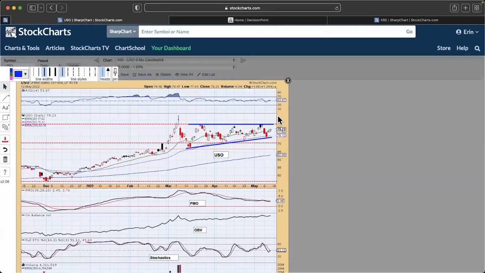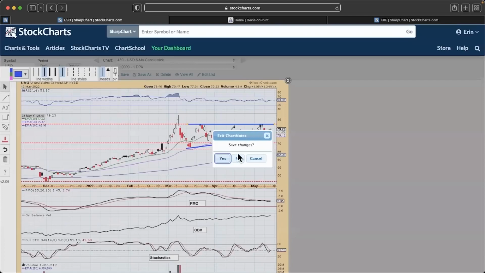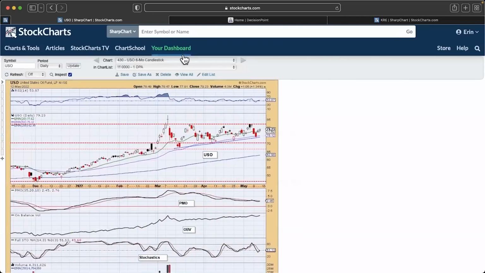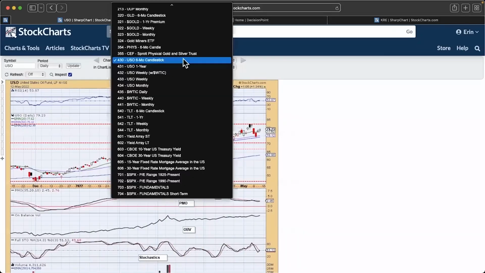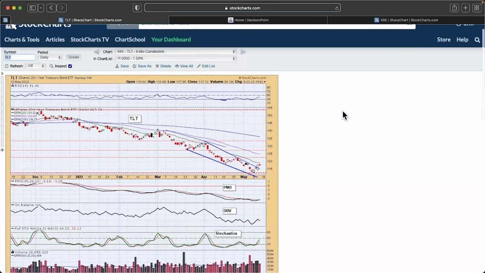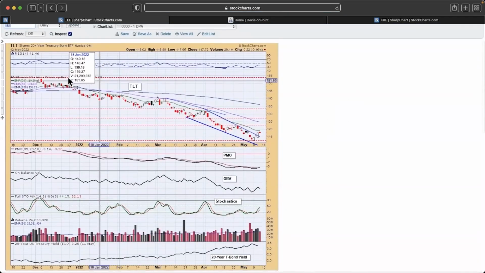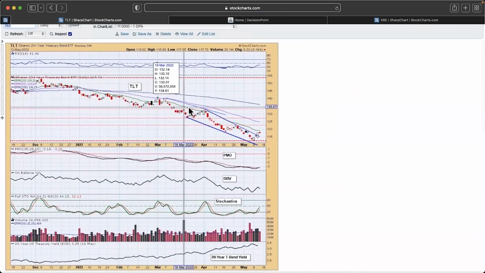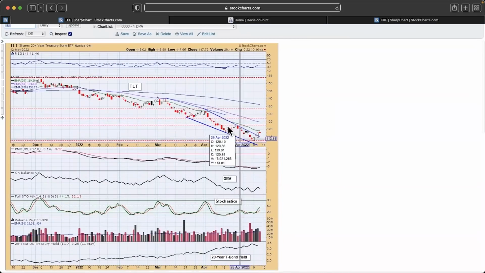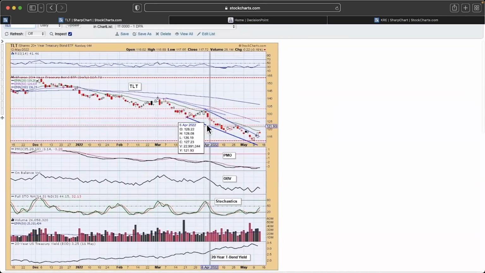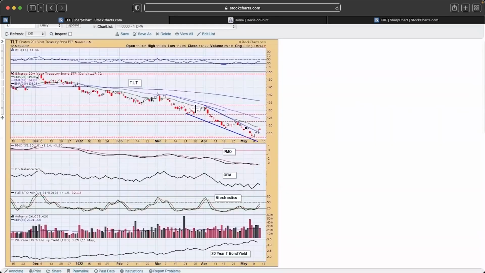So really, oil is probably one of the few things that is doing well in the market currently with the way it's situated. All right, another one to look at is TLT right now. So interest rates have been rising very quickly. You can see that it's put TLT in a bear market situation, but we did manage to pull out a falling wedge right here. And the expectation is a breakout. And sure enough, we're getting that breakout.